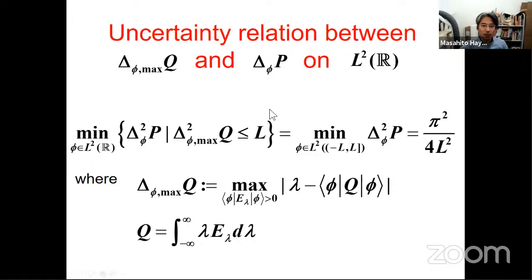Yes, so we can also consider a different kind of uncertainty. Previously we considered the average of position uncertainty, but sometimes we can consider this kind of maximum. So we consider this maximum uncertainty, and we minimize this uncertainty of momentum under this condition. Then this one can be solved in this way.